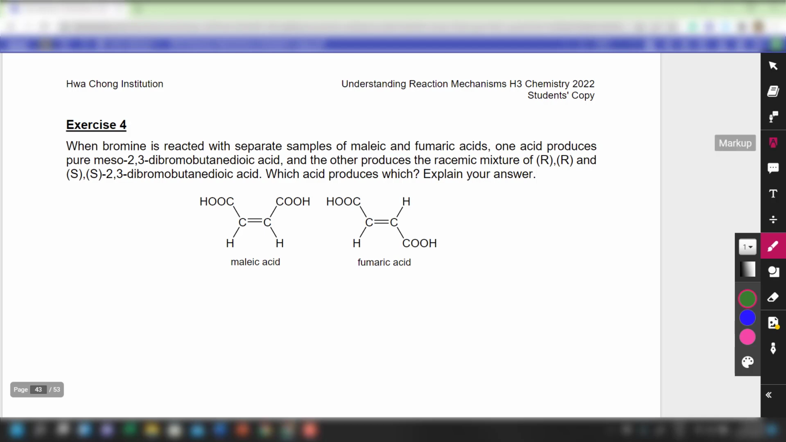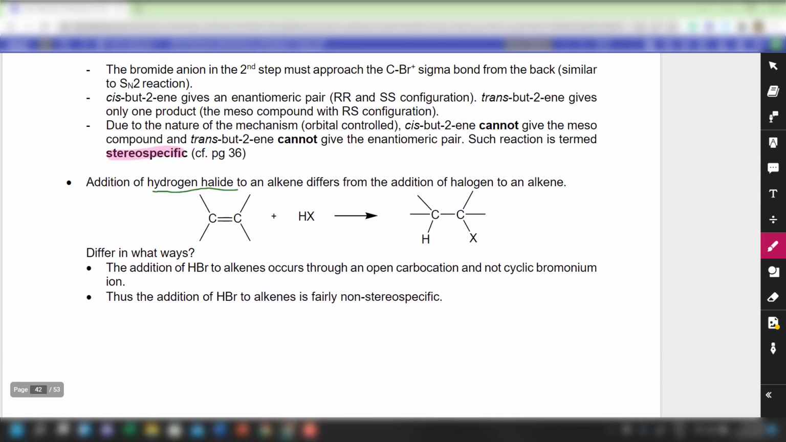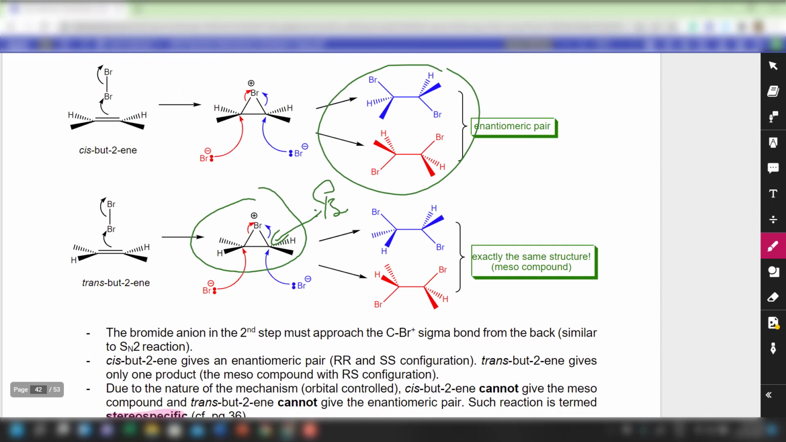If you really scrutinize this, maleic acid is the cis version of the dicarboxylic acid, and fumaric acid is the trans version. I think you can straight away tell that you can easily map it onto whatever we have over here, the cis-but-2-ene and the trans-but-2-ene. Take note that these two are the same group being bonded, which is the methyl group. It's not written there because if nothing is written there, then there should be a carbon, and therefore it's a CH3. So I can conclude that fumaric acid, which is the trans version, will give me the meso compound.